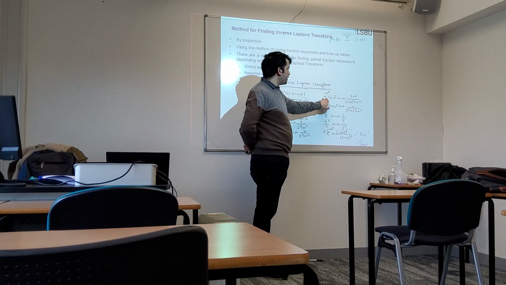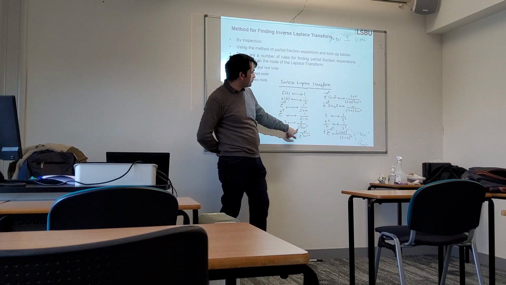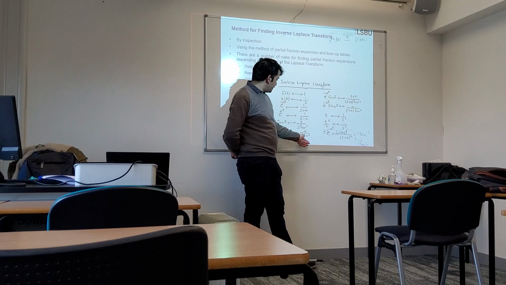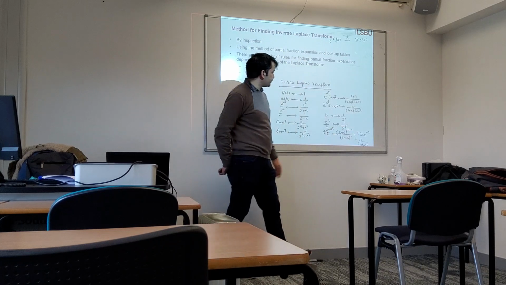If you have cos of omega t multiplied with e power minus at, you just replace s with s plus a. If you have sine, you don't have s on the top, you only have s in the denominator, so you write s plus a whole square plus omega square.